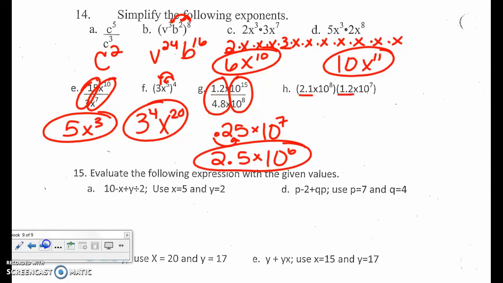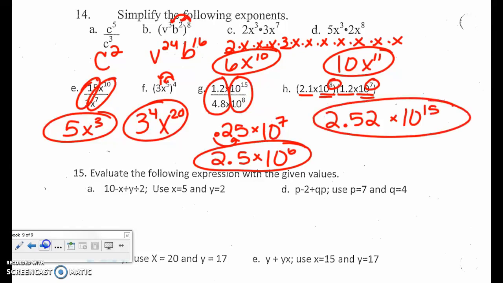Same for over here, we're going to multiply. So 2.1 times 1.2 to get 2.52. And when we multiply our exponents, we actually add them. So 7 plus 8, we get 15. And this one is in scientific notation.